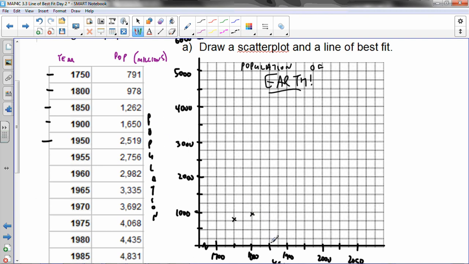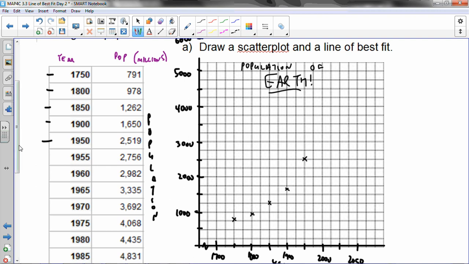1850 it was 1,200, 1,600, about there, just over that amount. And then at 1900 it was 1,650. So that's 1,500. That's 1,750, just underneath that. At 1950, 2.5 billion people, just over that.